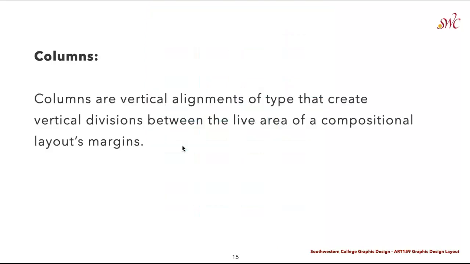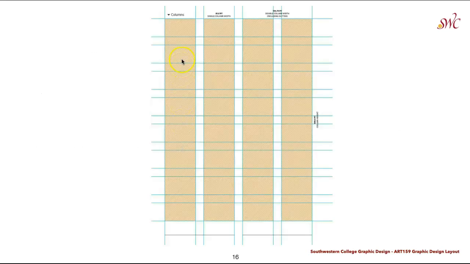The next thing that we're going to look at is columns. And columns are going to be the vertical alignments of type that create vertical divisions between the live area of a compositional layout's margins. So we can see here these columns that are being used in the space to define these vertical spaces within that live area. Notice how these are only within the live area and do not go all the way out into the margins. These are contained within, and they are separated here between as well.